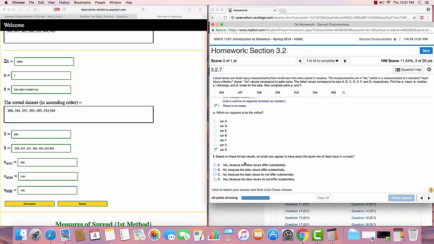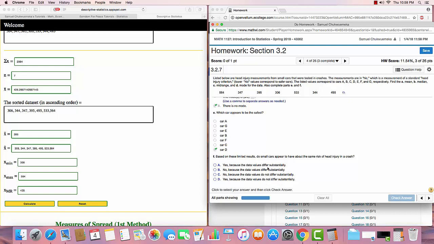Then it says here, based on these limited results, do small cars appear to have about the same risk of head injury in a crash? When we look at these options, it says here, yes, because the data values differ substantially. No, because the data values differ substantially. No, because the data values do not differ substantially. Yes, because the data values do not differ substantially.